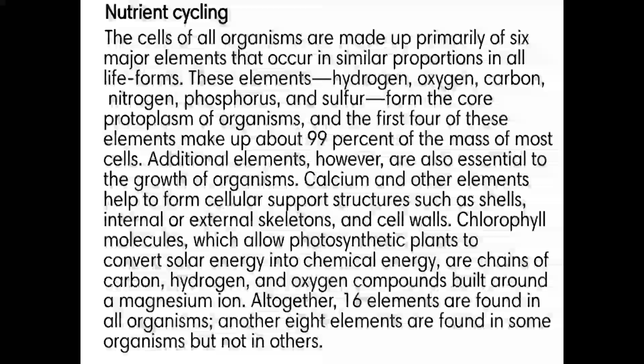Nutrient cycling. The cells of all organisms are made up primarily of 6 major elements that occur in similar proportion in all life forms. These elements, hydrogen, oxygen, carbon, nitrogen, phosphorus and sulfur, form the core protoplasm of the organism, and the first 4 of these elements make up about 99% of the mass of most cells.